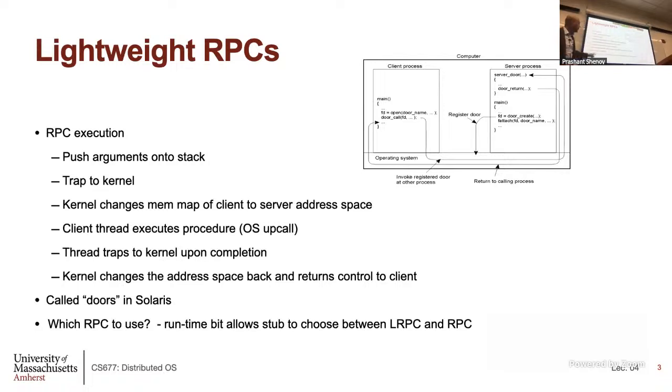process it. Okay? But generally the way it's going to work is you will essentially push the argument onto a stack. You will trap to the kernel. The kernel will take the region of the stack where you push the arguments, that's your message that you're supposed to send, and make it available to the address space of the server.